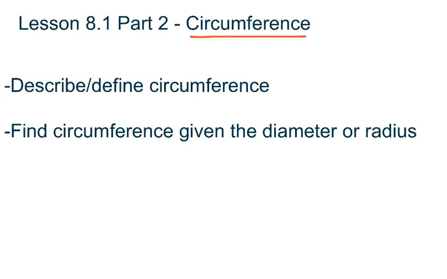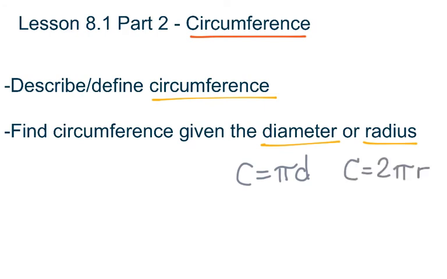To close up the lesson, we had 2 goals that we should be able to accomplish now that we are wrapping up our lesson. First, can we describe or define circumference? We should be able to identify circumference as simply being the perimeter of a circle now. Second, we needed to be able to find circumference given the diameter or the radius. We know now that if we are given the diameter, we need to multiply pi times diameter, or if we're given the radius, we should multiply 2 times pi times the radius.